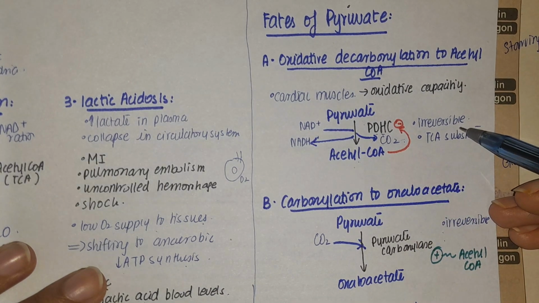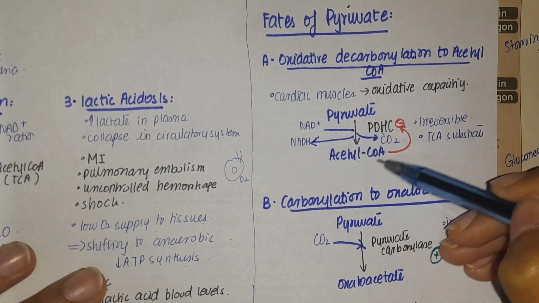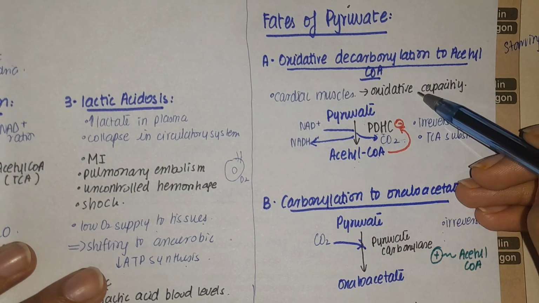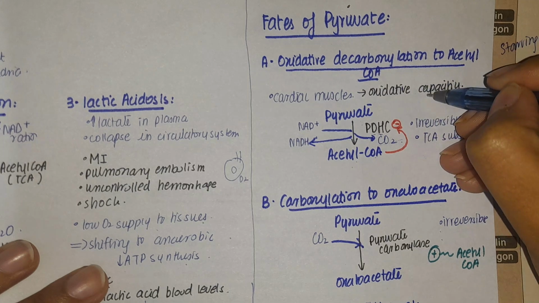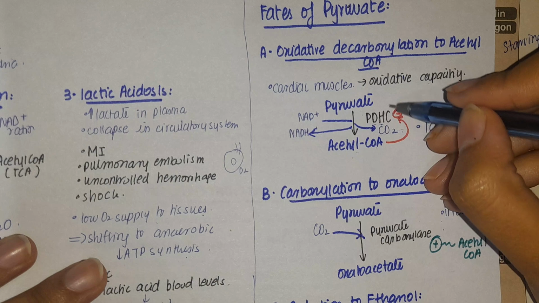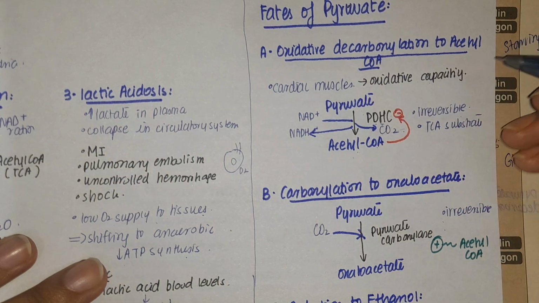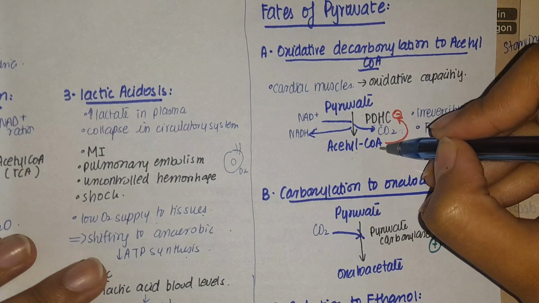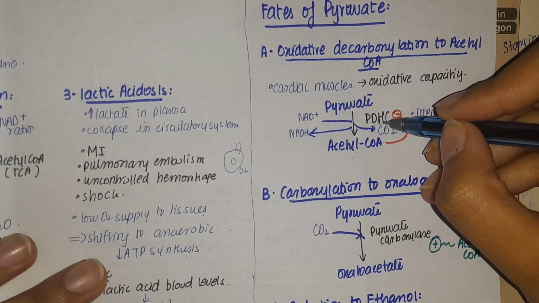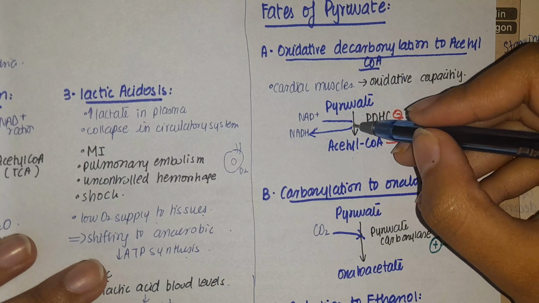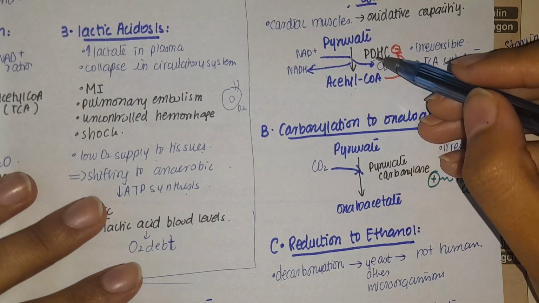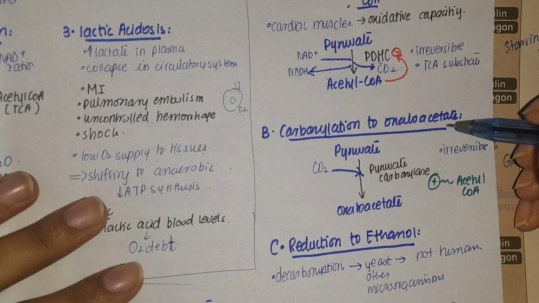This step is also irreversible, and acetyl coenzyme A is very important for the tricarboxylic acid cycle. It takes place in cells which have high oxidative capacity, like the cardiac muscle cells. Understood? But this pyruvate dehydrogenase complex is itself inhibited by acetyl coenzyme A. So pyruvate goes to acetyl coenzyme A by the pyruvate dehydrogenase complex, which not only dehydrogenates it but also decarboxylates it. Understood? Easy peasy.